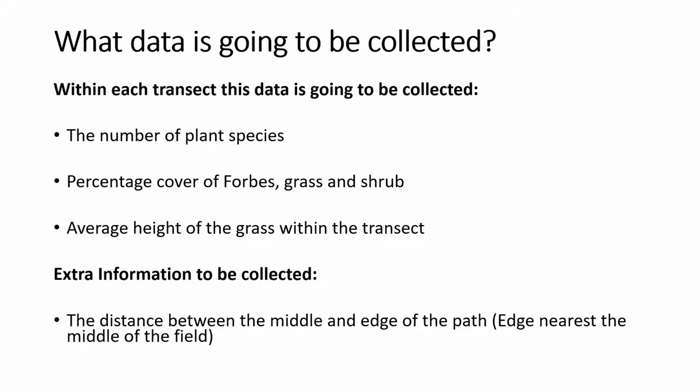During this process, certain measurements will be recorded. Firstly, the number of species within the transect will be noted to display the variety of species present on the pathway. The average height of the grass within the transect, and then the percentage cover of forbs, grass and shrub will also then be recorded to provide more details on what is within the transect and on the path. In addition, the distance between the middle of the path and the transect on the edge of the path will also be recorded to showcase the differing widths of some paths.